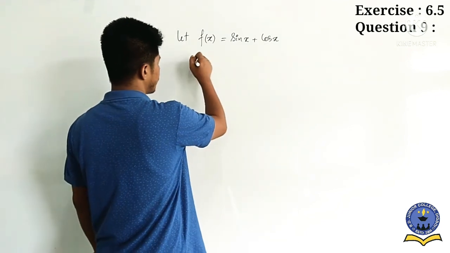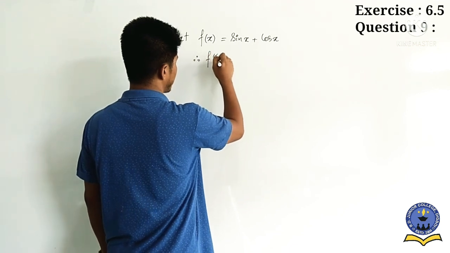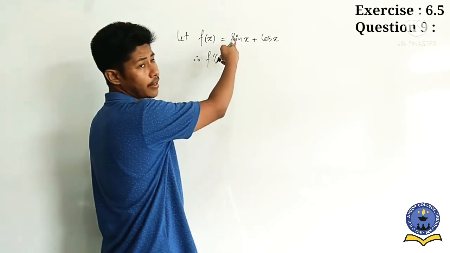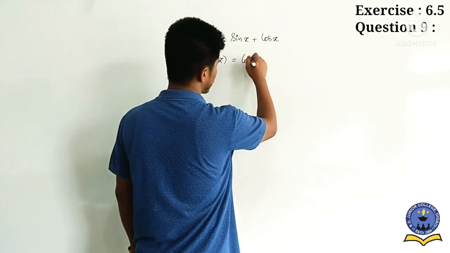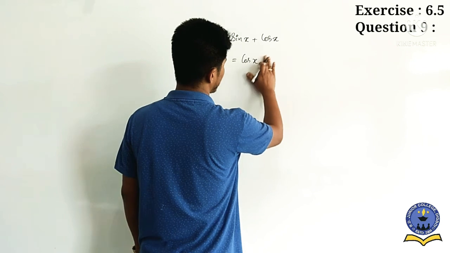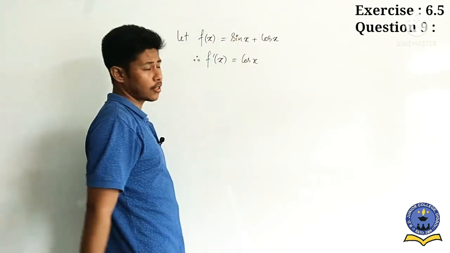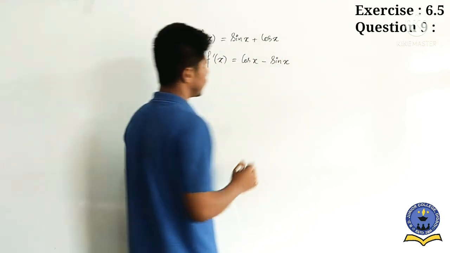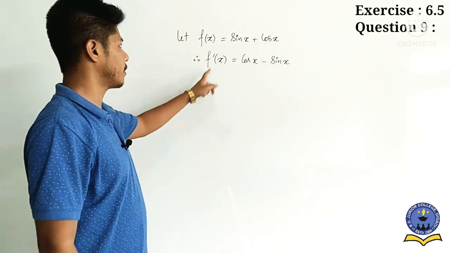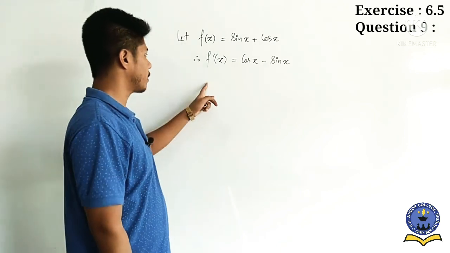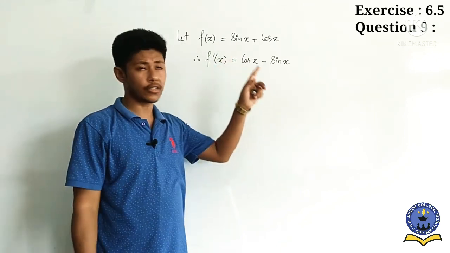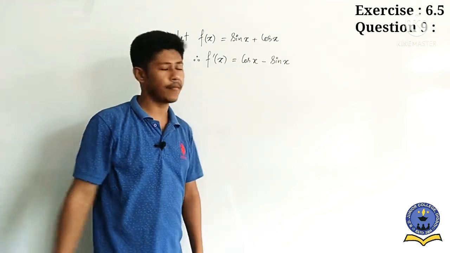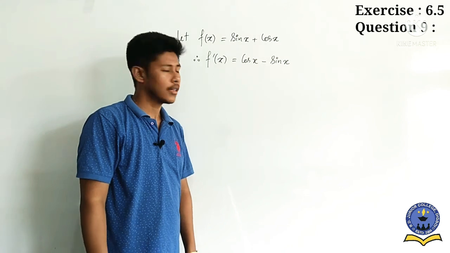So if we differentiate, f dash of x equals d/dx of sin x, which we know is cos x, plus d/dx of cos x. d/dx of cos x is what? Minus sin x. So we write minus sin x. Is it clear? So this is the differentiation. After differentiating, d/dx of sin x is cos x, and d/dx of cos x is minus sin x. So we write f dash of x equal to cos x minus sin x.